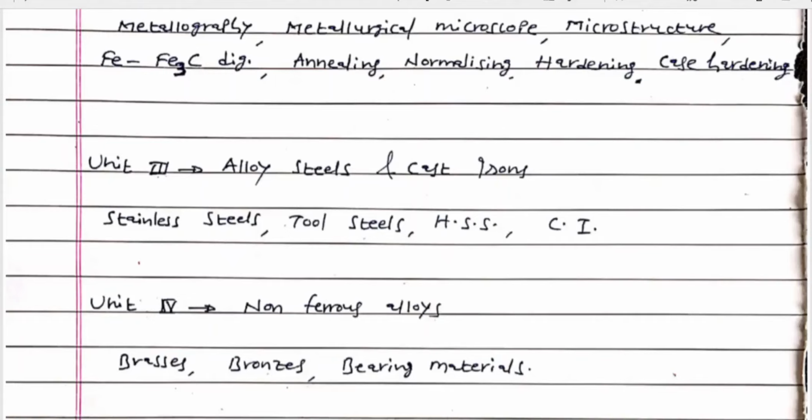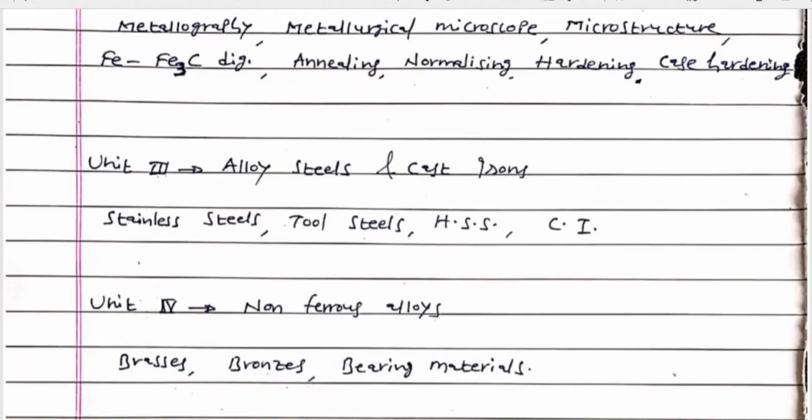Stainless steel, tool steels, and HSS. HSS means high speed steel. These are the three main kinds of alloy steels we have to study under this head, apart from cast iron. So the details we will see in unit number 3: what are the compositions of these different alloy steels and cast irons, their classifications, and their applications.